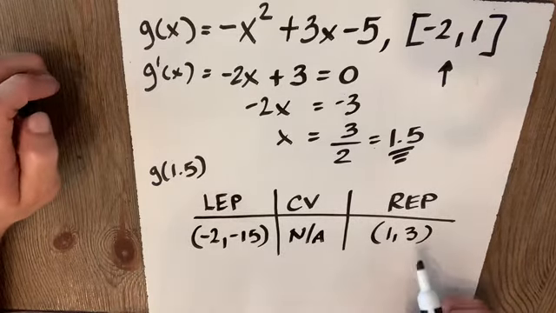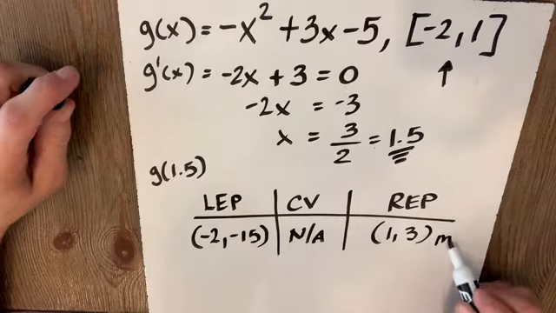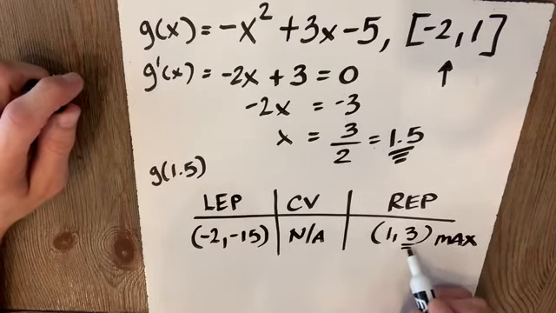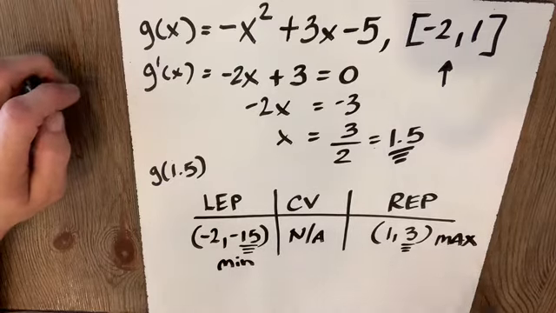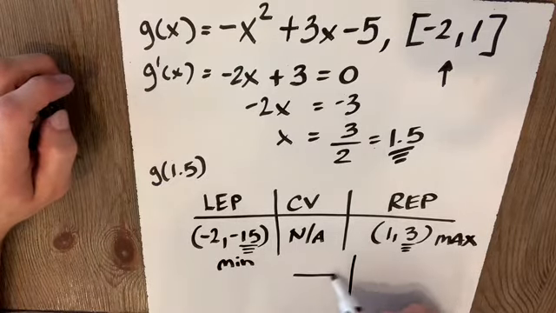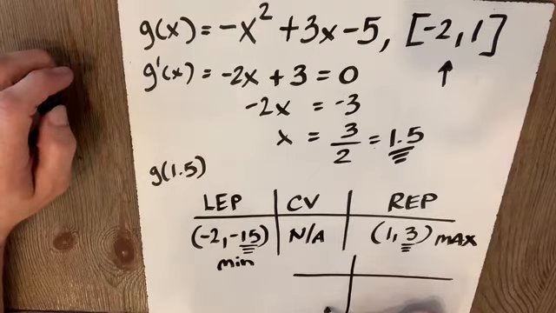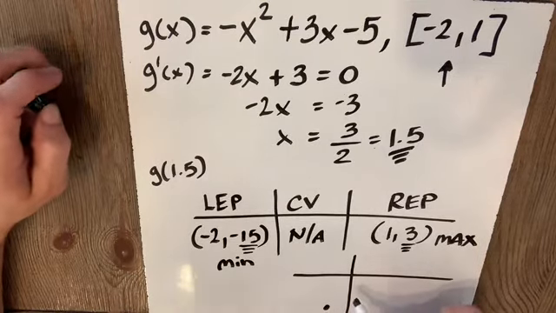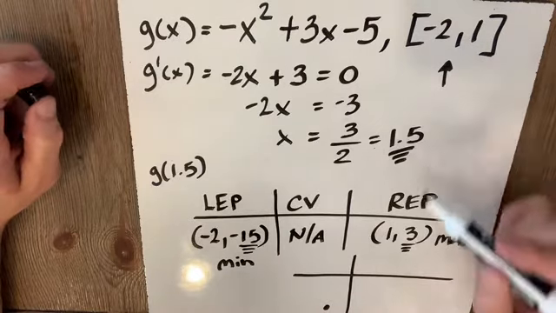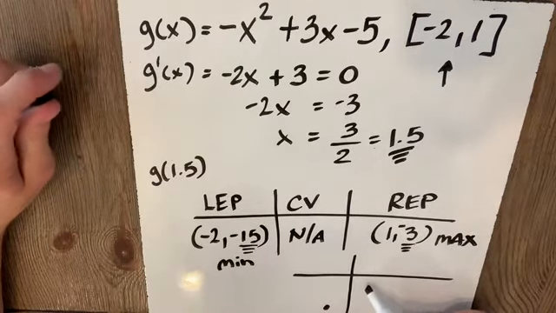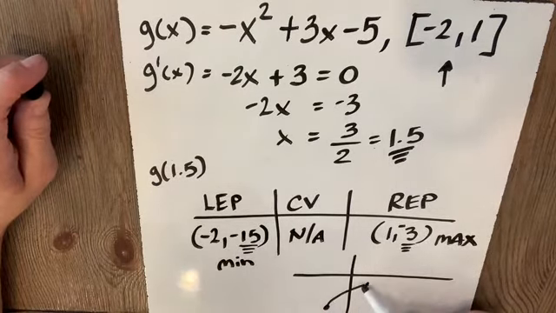And you can see that this is our absolute max. Why do I know it? It has the biggest y value. This is our absolute min. It has the lowest y value. So what does this look like? It's going from negative 2, negative 15, all the way up to 1. I'm sorry, when I put in 1 there, I get negative 3 actually. To 1, negative 3. It looks something like that.